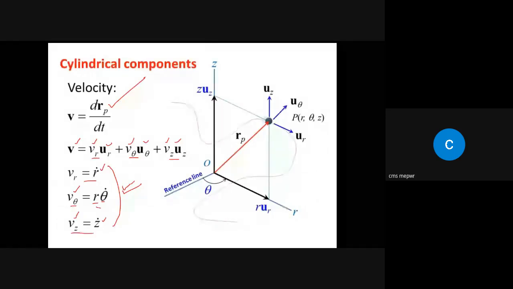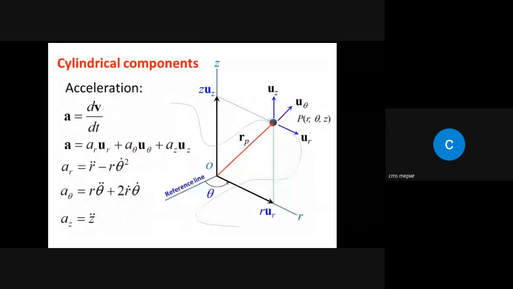Is it clear till this point? Now what about acceleration? Acceleration is the time rate of change of velocity, and it is equal to dv by dt. Again, acceleration will have three components, right? Ar, a theta, and az. Ar is given by r double dot minus r theta dot square. R double dot means double derivative of r with respect to time. A theta is given by r theta double dot plus 2 r dot theta dot, and az is equal to z double dot. If you have a 2D system, then this term will become 0.